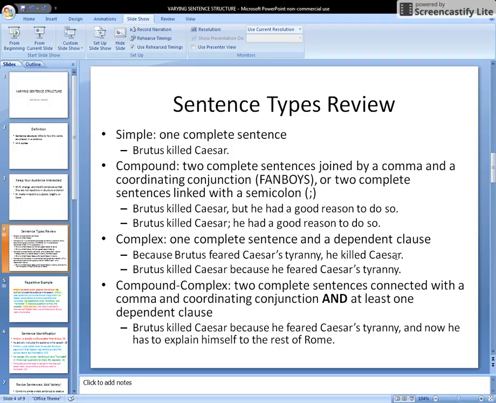The last sentence type is a compound complex sentence, and this will have two complete sentences connected with a comma and a coordinating conjunction and at least one dependent clause. As in the example, Brutus killed Caesar because he feared Caesar's tyranny, and now he has to explain himself to the rest of Rome.